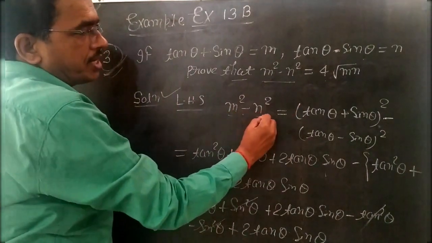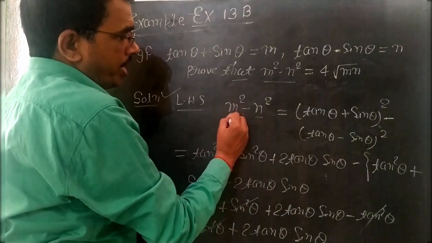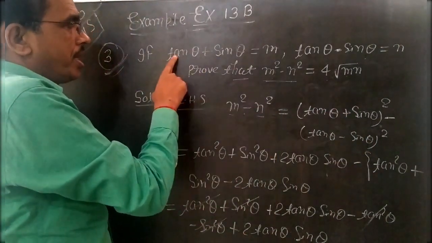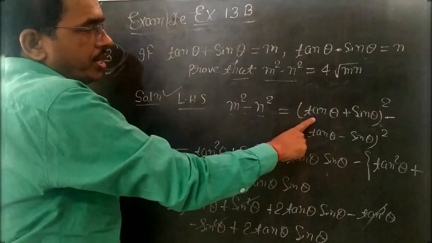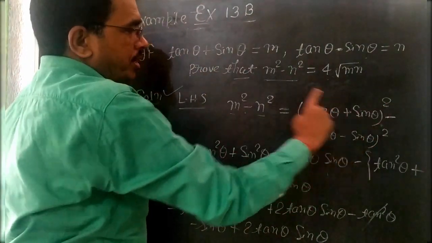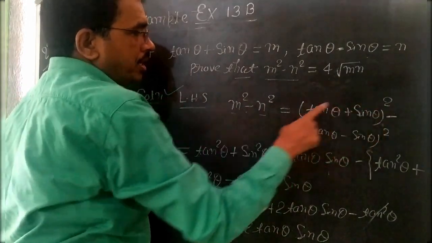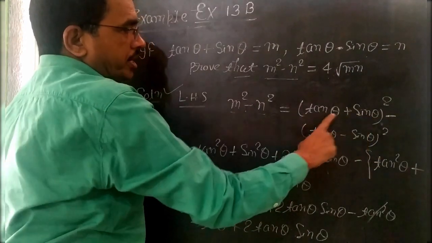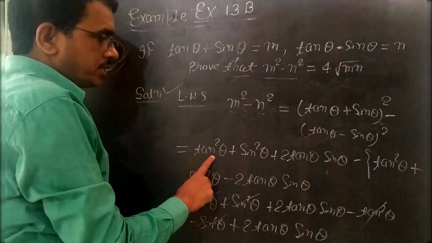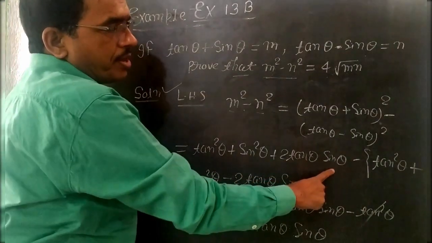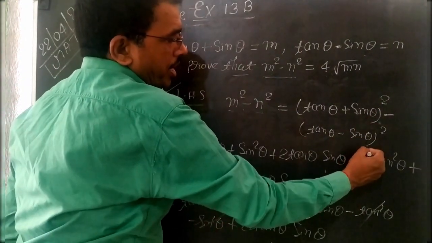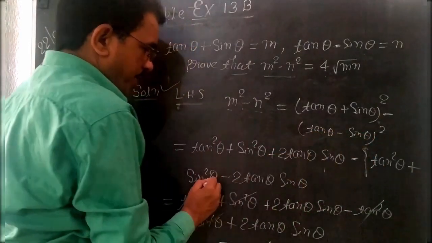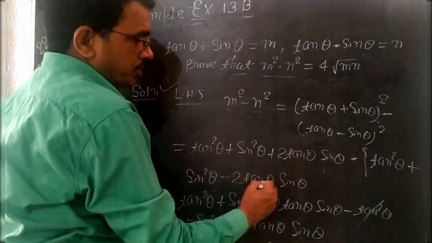LHS is m square minus n square, so you write here m square minus n square. Now substitute the value of m. What is m? m is tan theta plus sin theta. So write here (tan theta plus sin theta) whole square minus n square, whose value is (tan theta minus sin theta) whole square. Now squaring, this is (a plus b) whole square, so here is a square plus b square plus 2ab, minus, write in the bracket, a square plus b square minus 2ab.